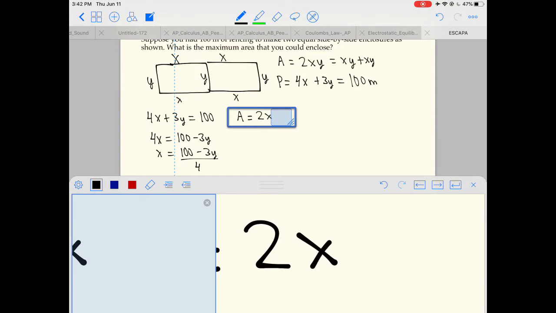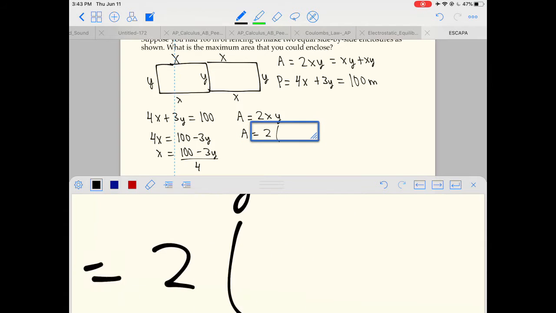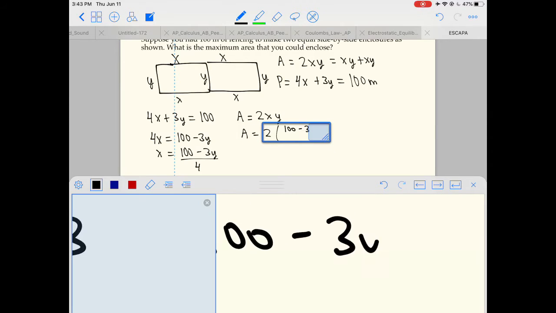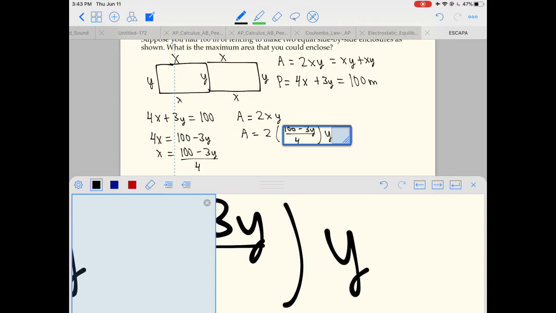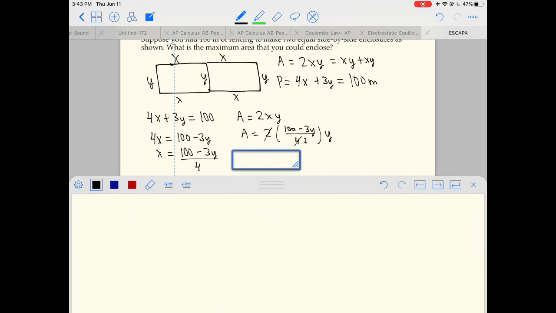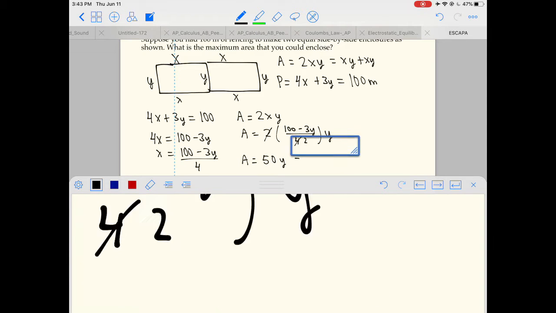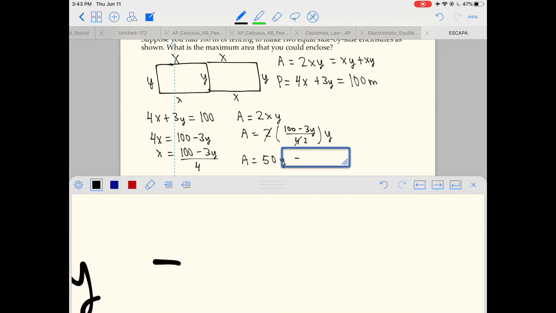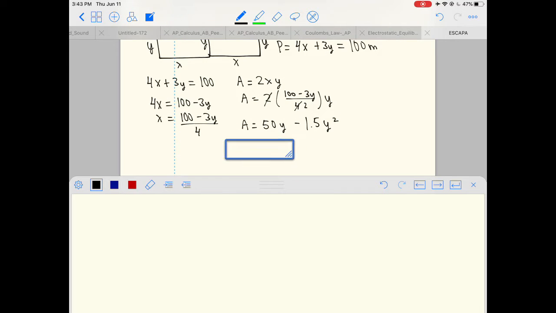Area equals 2xy. Area equals 2 times (100 minus 3y) over 4, times y. Alright, and over here you can cancel this, get a 2 here. Area equals, let's see if I can distribute this straight up, 50y minus, and 3y over 2 is the same thing as 1.5y, so 1.5y squared.